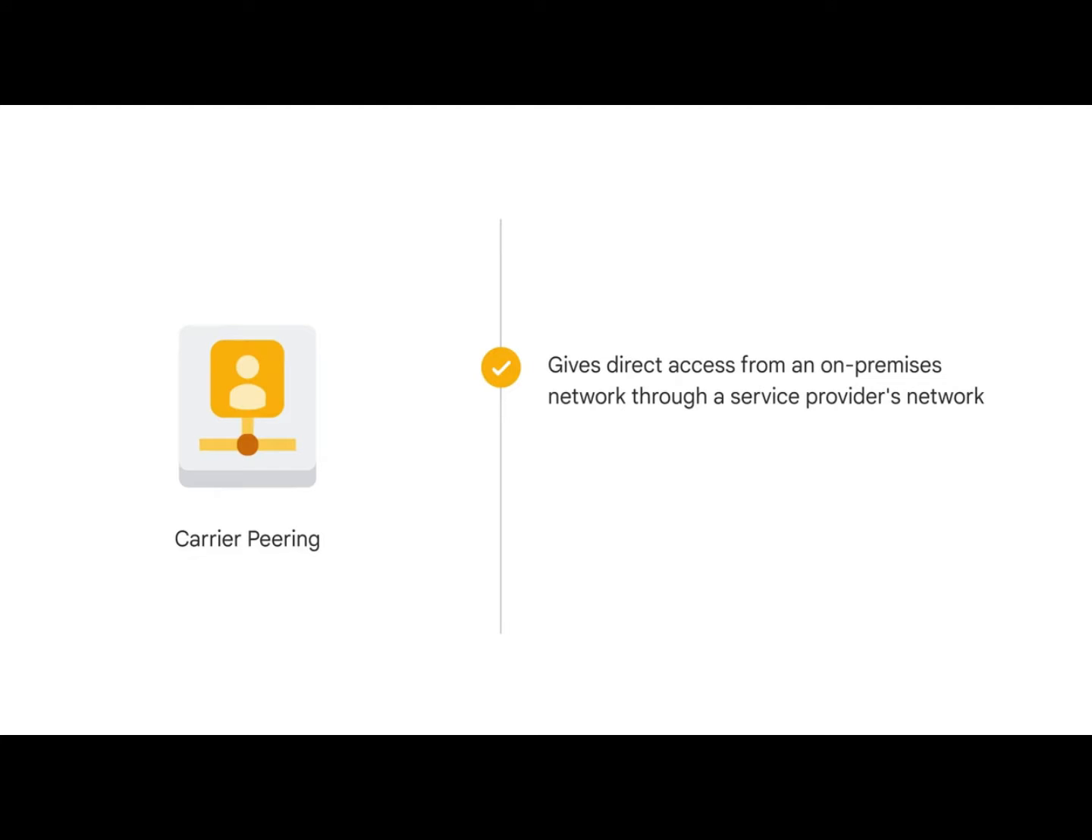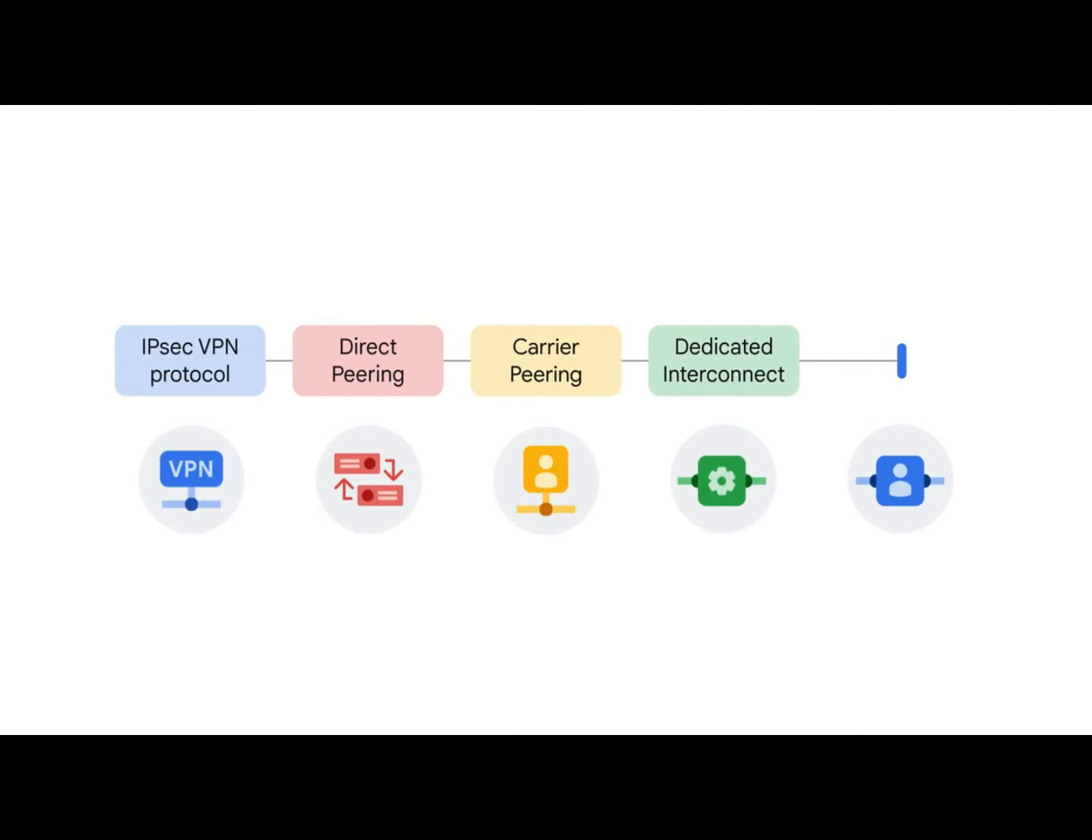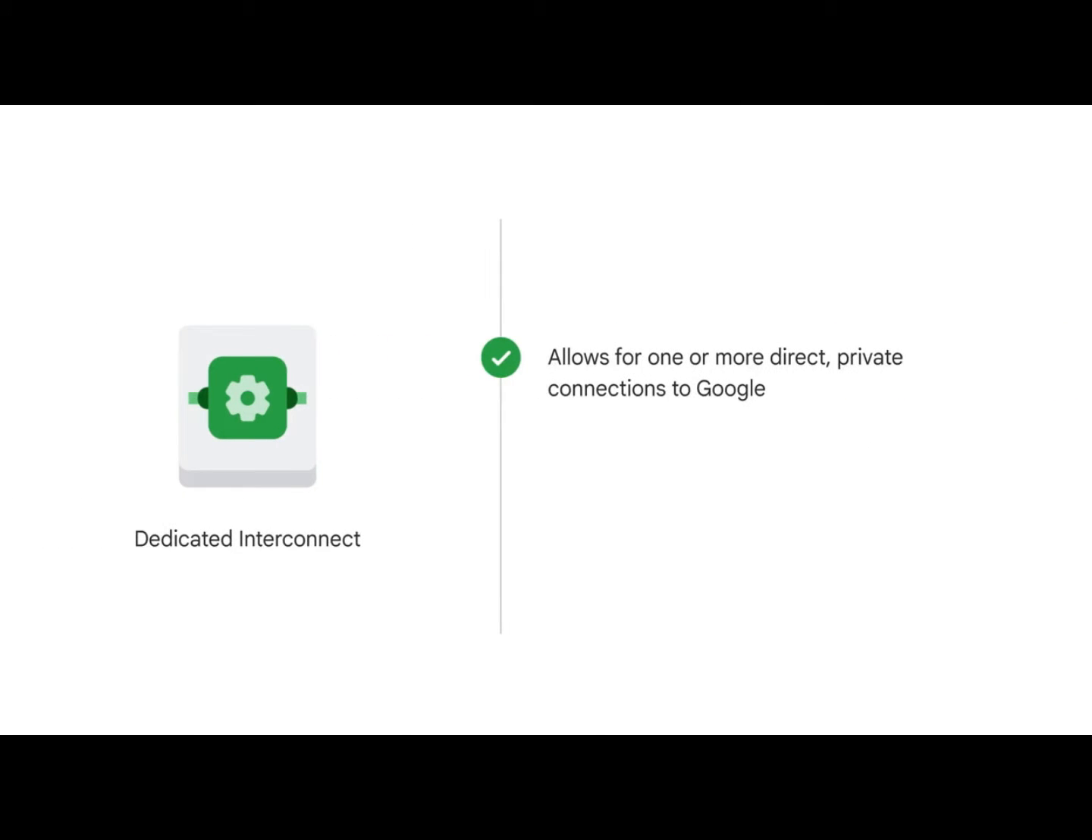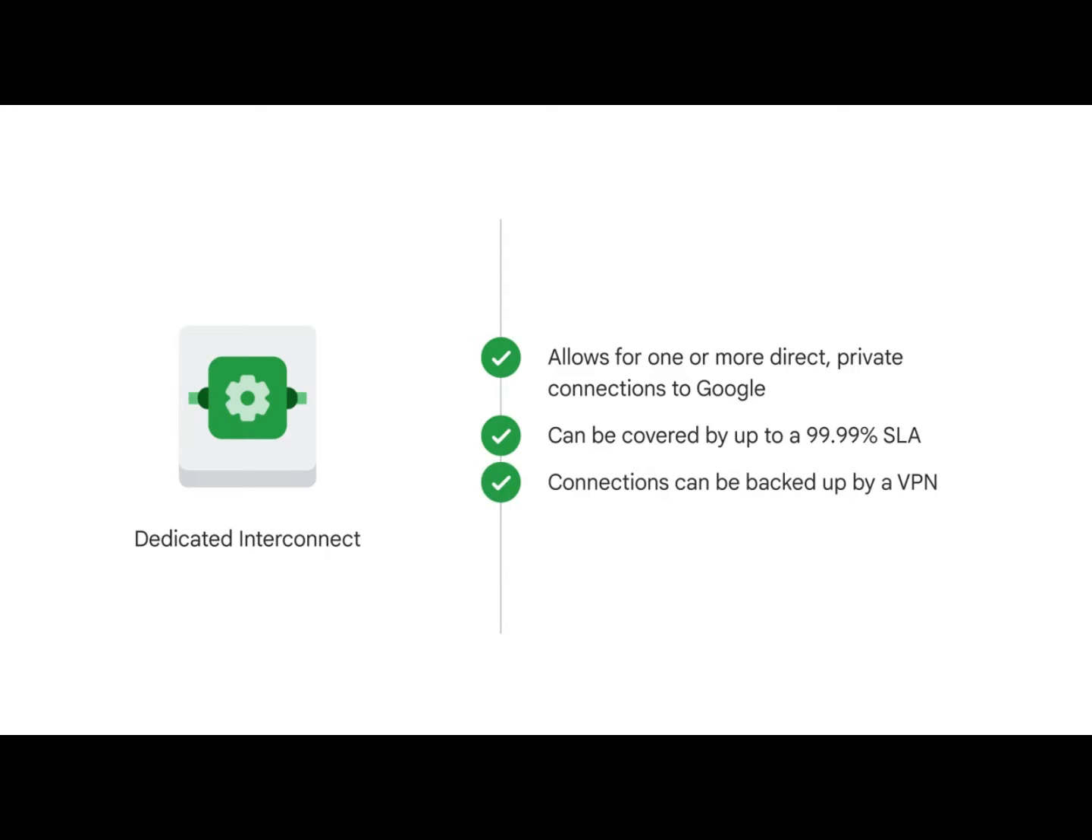Carrier peering gives you direct access from your on-premises network through a service provider's network to Google Workspace and to Google Cloud products that can be exposed through one or more public IP addresses. One downside of peering, though, is that it isn't covered by a Google Service Level Agreement. If getting the highest uptimes for interconnection is important, using dedicated interconnect would be a good solution. This option allows for one or more direct, private connections to Google. If these connections have topologies that meet Google's specifications, they can also be covered by an SLA of up to 99.99%. Also, these connections can be backed up by a VPN for even greater reliability.